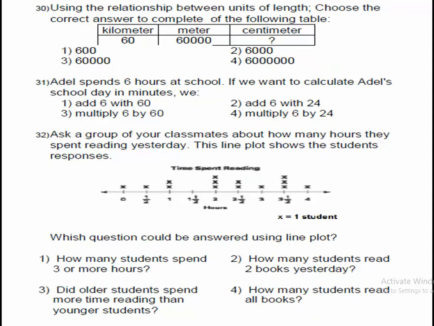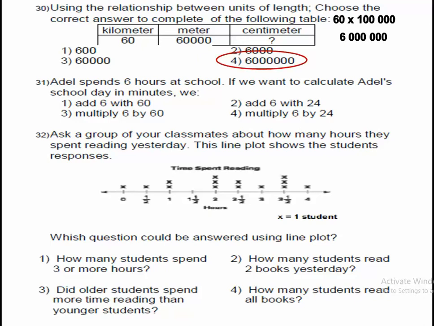Using the relationship between units of length to choose the correct answer to complete the following table. 60 kilometers. If I multiply it by 1,000, it will be 60,000 meters. If we multiply it by 100,000 to convert into centimeters, it will be 6 million. Okay, the right answer is number 4.